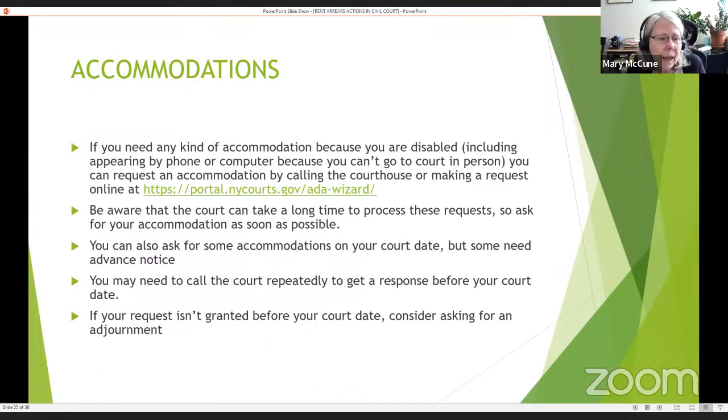If you need any kind of accommodation because you have a disability, which could include appearing by phone or computer rather than going to court in person, you can request it by calling the courthouse or using the online portal. I have a link here. Be aware that the court can take a long time to process these requests, so ask for your accommodation as soon as possible. You can ask for some accommodations on your court date, but some need advance notice.